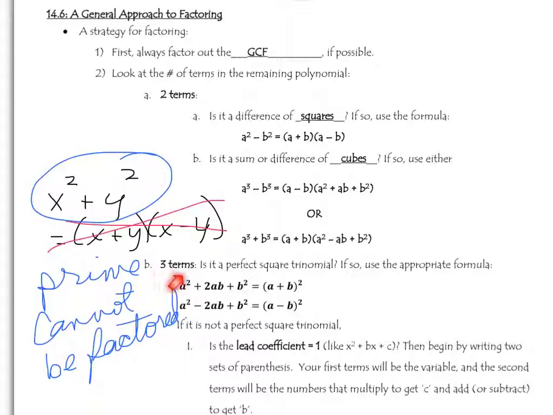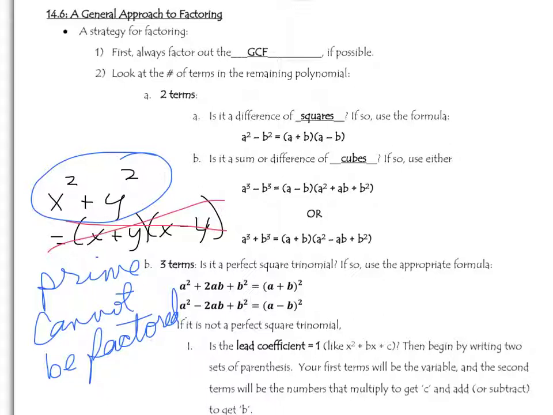Okay, the next special case again involves perfect squares. If there are 3 terms like this, and the first and third are perfect squares, then you run a test. You ask yourself, is the middle term 2 times the roots? And if it is, you simply ignore the middle term and write the first and third roots in parentheses squared. And that's a sum if there's a sum here, it's a difference if there's a difference here. That's the end of the special cases.